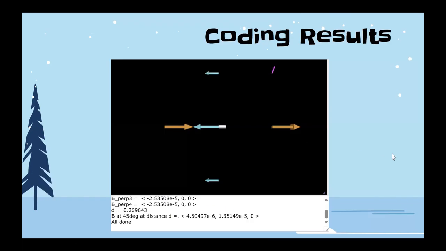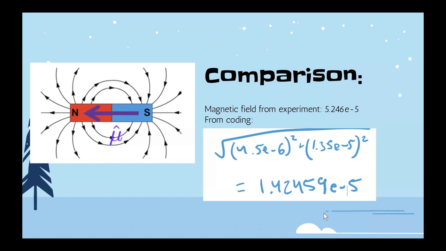Okay, here's the results. As you can see, we can see all the different arrows. It calculated, or I ended up having to do work to calculate the magnetic field. Here we see that, and I got 1.42459 e negative 5 compared to the magnetic field one. And I think the reasoning for this, you'll see, is probably human error from setting up my experiment.